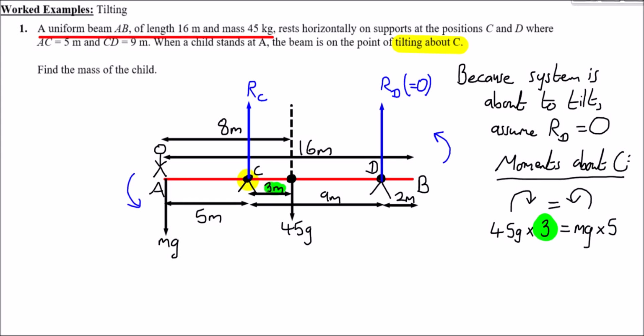Because we have g on both sides of this equation, we can now eliminate g from both sides. We can cancel it off. So what we have next is 45 multiplied by 3, which is 135. That equals m times 5, which is obviously 5m. So therefore the mass of the child, m, will just be 135 divided by 5, which is 27 kilograms.